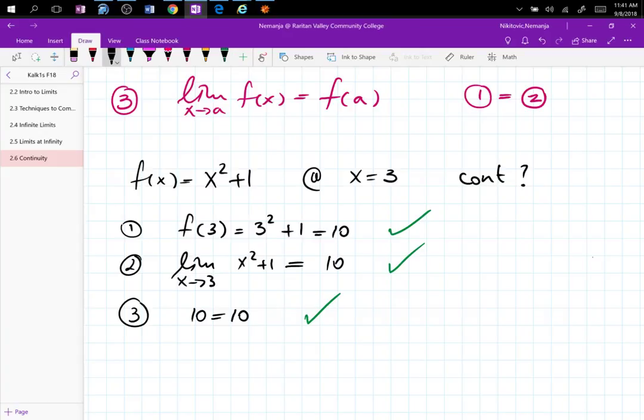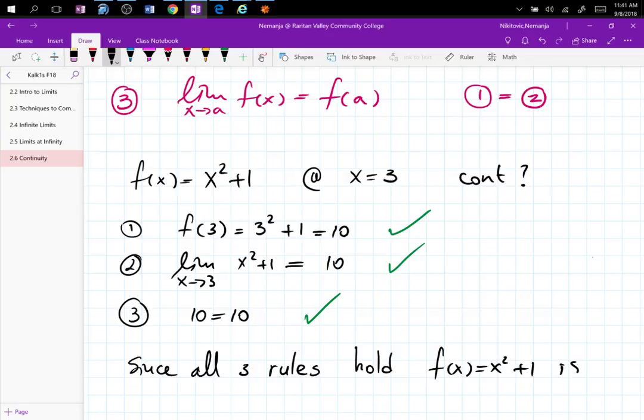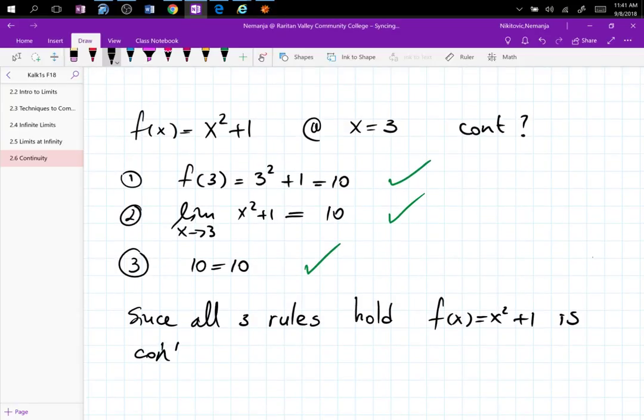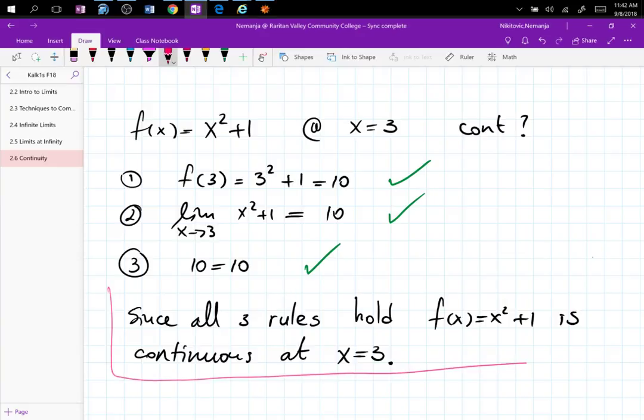The answer to this question is, since all three rules hold, f of x equals x squared plus 1 is continuous at x equals 3. Guys, this is where you get your points. This sentence, which clearly states that you know there are three rules that you are supposed to check to find continuity. You want to have continuity.